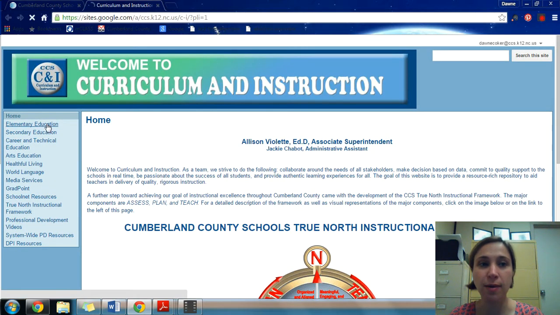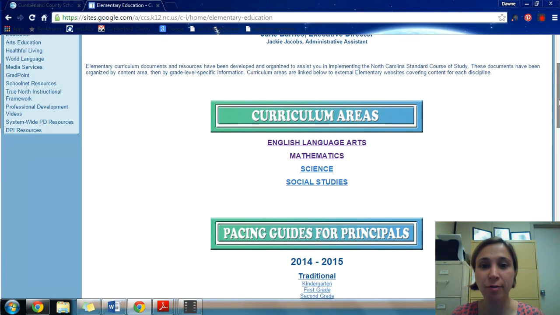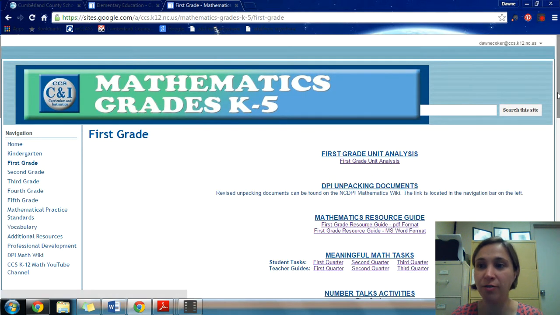Once you're here, click on Elementary Education. On this page, you can access any of the documents for any of the curriculum areas. Today, we'll be looking at the math documents. You can pick whatever grade level you need. I'll click on first grade for right now.